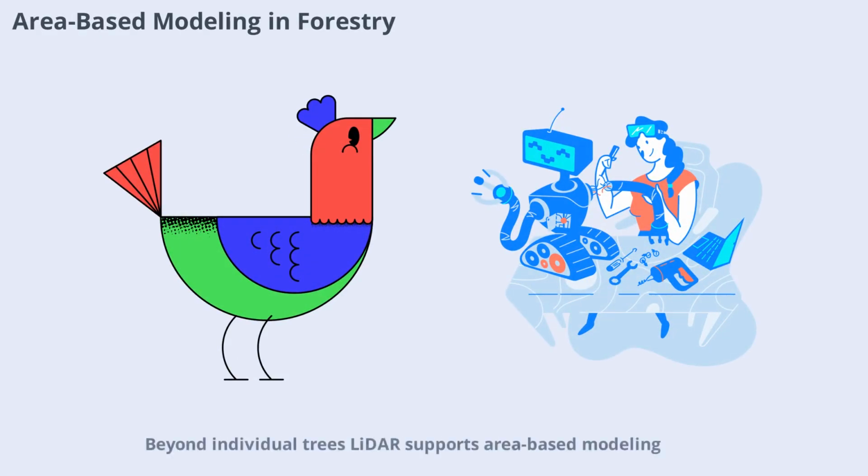Beyond individual trees, LiDAR supports area-based modeling, where forest attributes are estimated for larger plots or regions. This approach is useful for large-scale biomass estimation, carbon accounting, and monitoring forest health across landscapes. The book provides practical examples of area-based modeling using real LiDAR datasets.